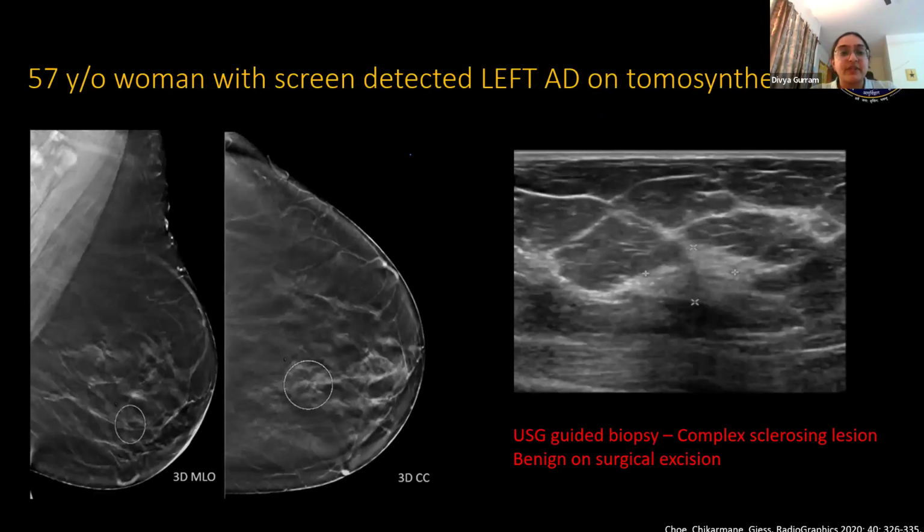Here again, we have another 57-year-old woman who had come for screening, and in her left breast there's architectural distortion seen, which correlates on ultrasound with a vague focal area of mixed echogenicity. It's again a predominantly hyperechoic non-mass area. It could have easily been overlooked on screening breast ultrasound, but because the patient also had mammography with her, it was easily picked up. And again, these calipers really help in picking up the ultrasound finding. On ultrasound-guided biopsy, this patient turned out to have a complex sclerosing lesion, and on surgical excision, it turned out to be benign.